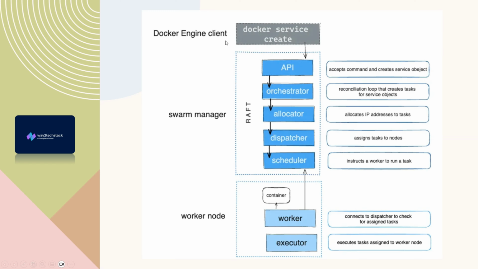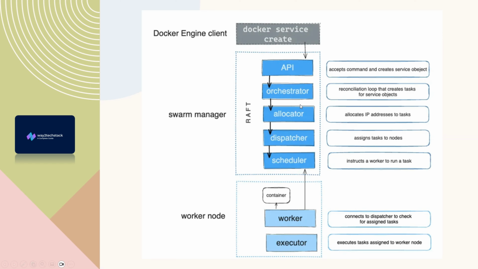Now the request from the CLI will go to the Docker Swarm manager. And in the Swarm manager, we have Raft. In the Raft, we have a component called API that will receive the information. The command that you have executed will be received by the API. After that, it will go to the orchestrator. What this orchestrator will do, let us say I want to create a task. It will watch continuously whether the service has been created or not. So it is a continuous loop that will get triggered in the backend until the task has been created for the service.